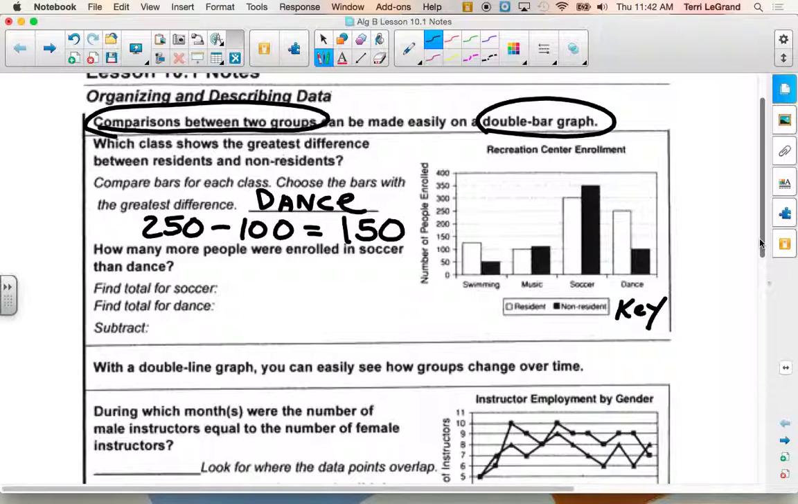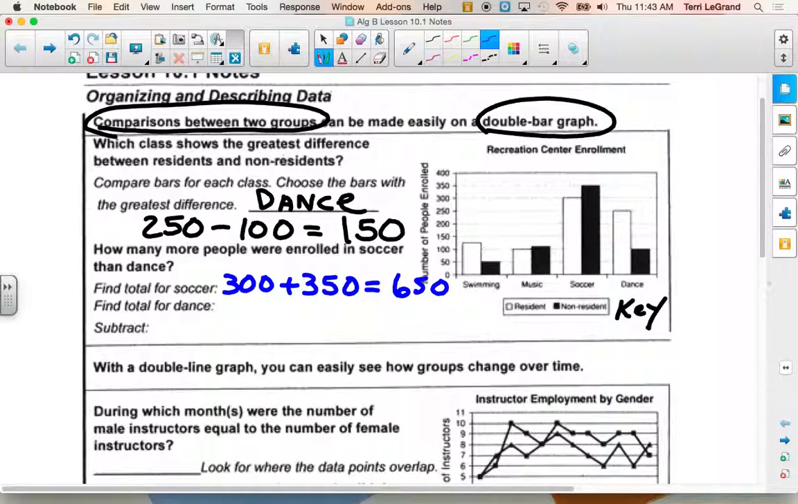So what are we going to add together for our soccer? What are our two numbers going to be? 300. That's the residents, and then it looks like 350 non-residents. So that would be 650 enrolled in soccer class altogether. And this is the kind of work you're going to need to show to support your answers on your homework. Notice which row I'm zeroing in on over here.